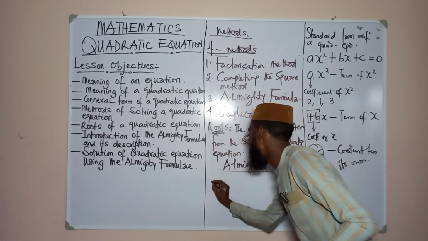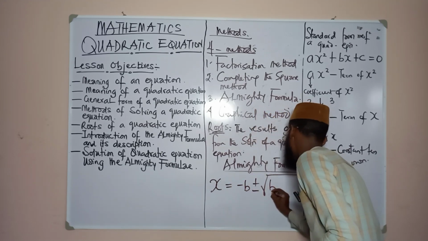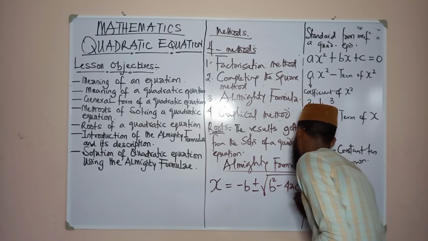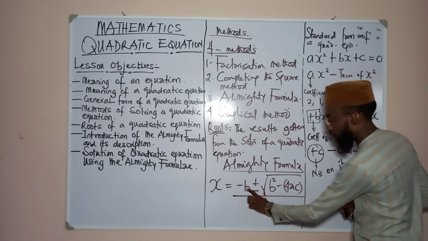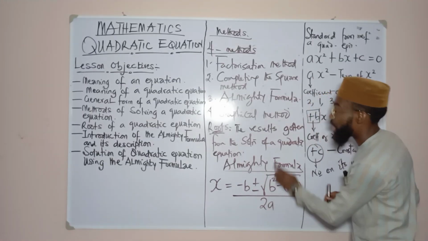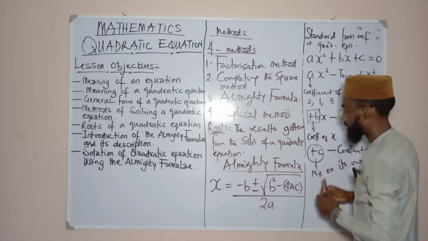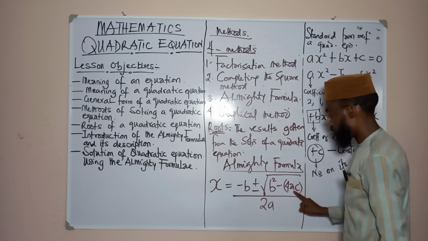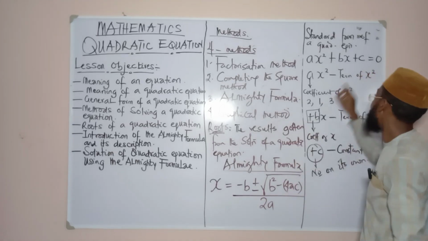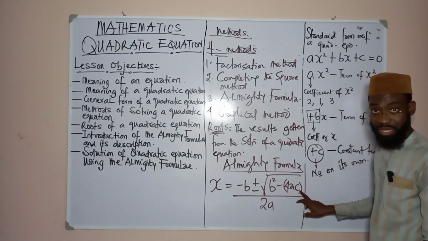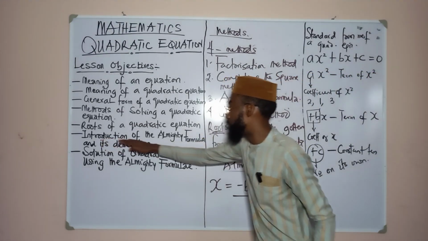The formula is stated thus, that x is equal to minus b plus or minus square root of b squared minus 4ac all over 2a. Now, recall these letters were all gotten from the general form of this quadratic equation, which means whenever we have a, we are going to be looking out for the coefficient of x squared. When we have b, we're going to be looking out for the coefficient of x. And when we have c, we're going to have the constant term. Just substitute them and get your answer. It's very easy. So we have introduced the almighty formula.